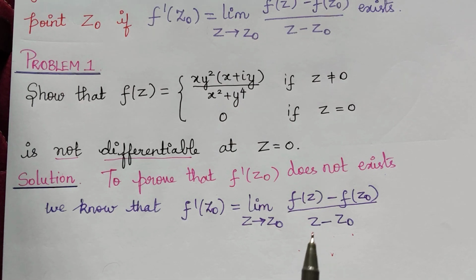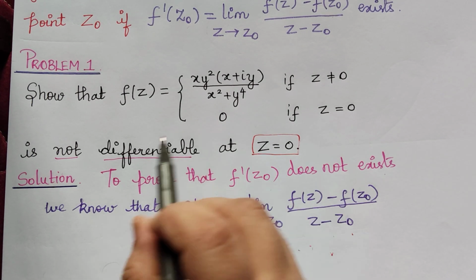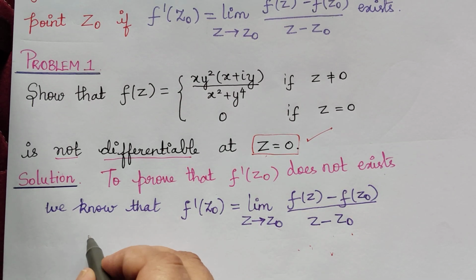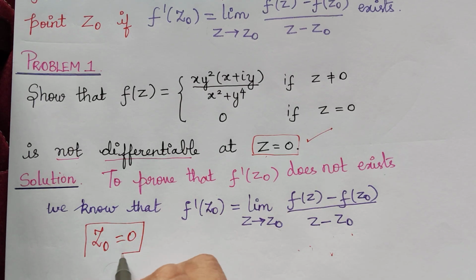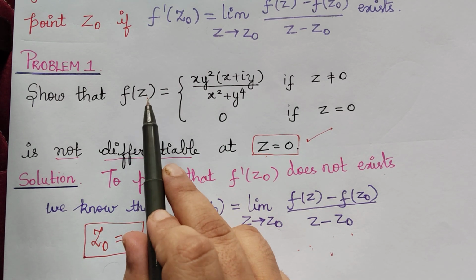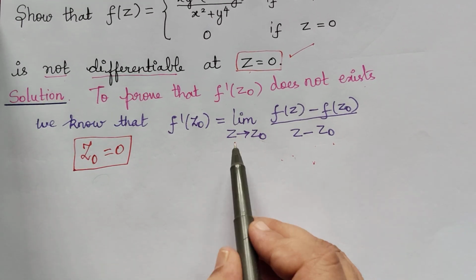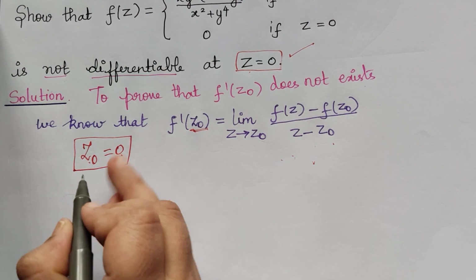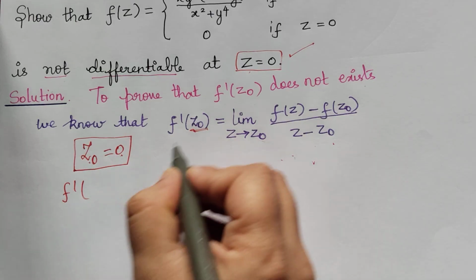So here if you observe, z naught, that is the point at which we have to prove that the function is not differentiable, is 0. Which means the value of z naught is equal to 0. So at this point we have to prove that the given function is not differentiable. Now in this formula, if you substitute z naught as 0, because we know that z naught is 0, how does the formula turn out to be? We have to put 0 here.